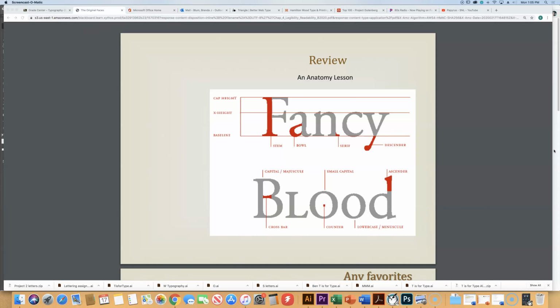Okay, today we're going to do a quick review, and then we're going to jump into readability and legibility and how you need to think about those two features in typography. The review was anatomy lessons, and you've turned in your T is for Type project. Those were capital letters, so we didn't have a lot of the x-height issues, since all the letters went up to the cap line.